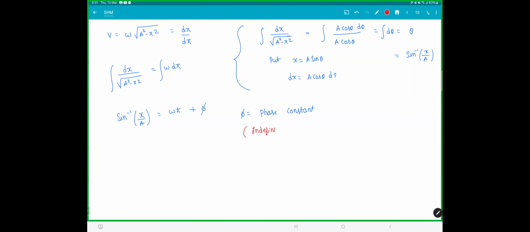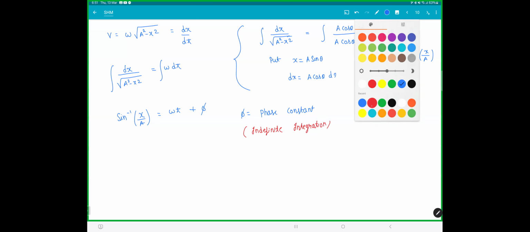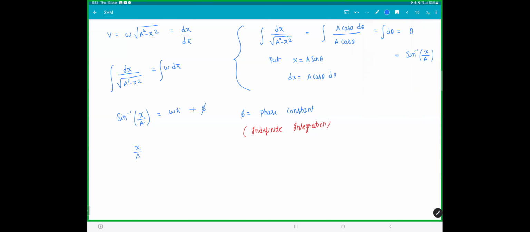Like I said, mostly the starting part, the entire thing is mathematical. So if you rearrange these terms, I end up with x by a is equal to sine omega t plus phi. We get x is equal to a sine omega t plus phi. There, this is the relation.